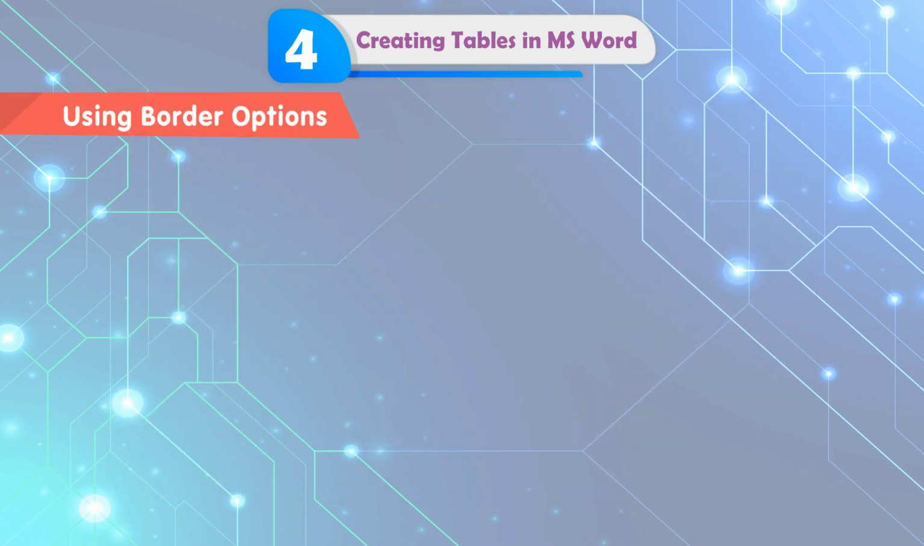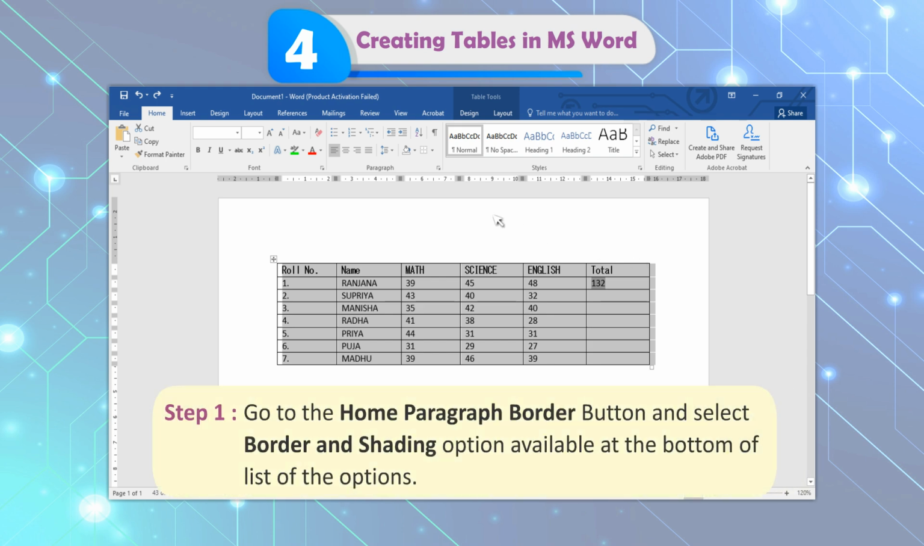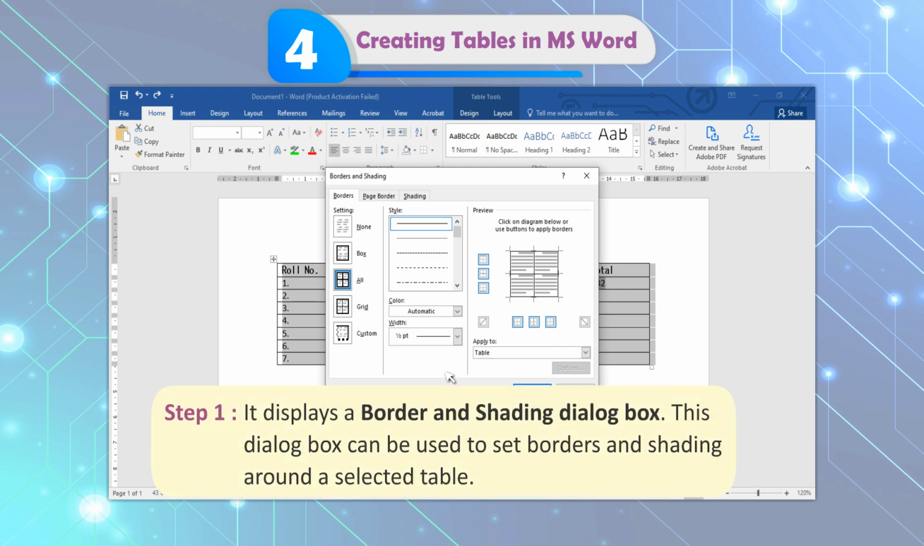Using border options. Follow the given steps to add border of your choice to word table. Step 1. Go to the Home Paragraph, Border button and select Border and Shading option available at the bottom of the list of the options. It displays a Border and Shading dialog box. This dialog box can be used to set borders and shading around a selected table.